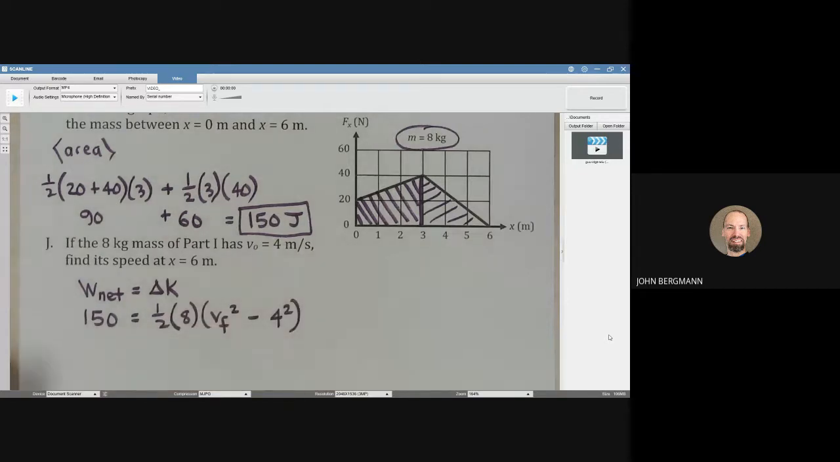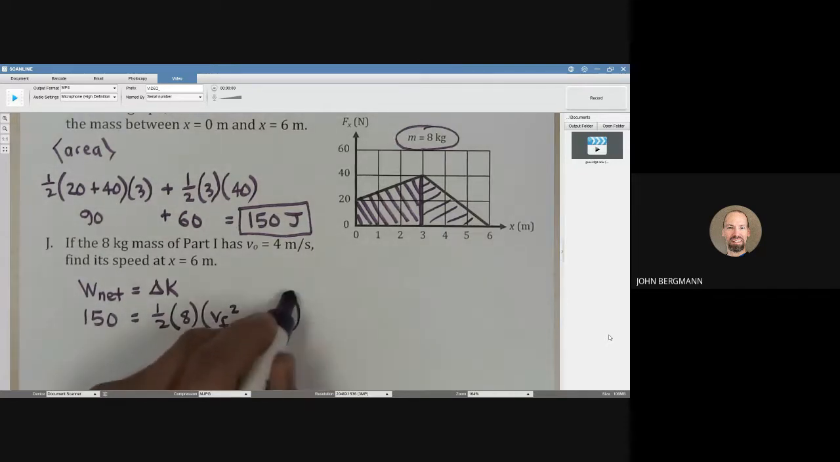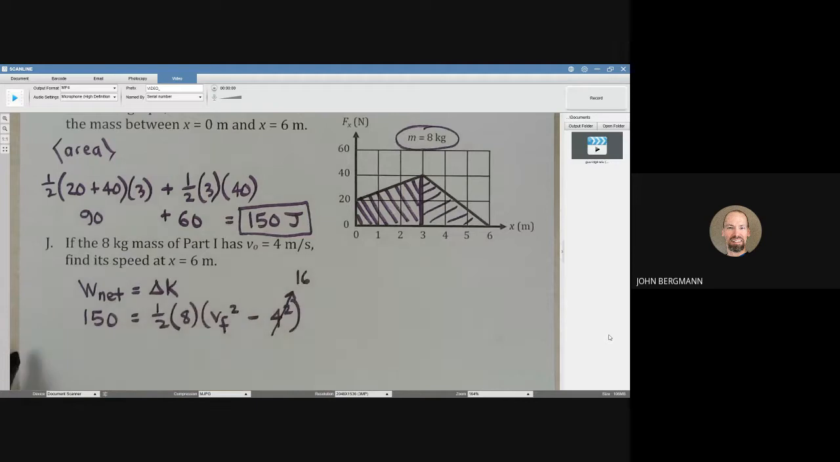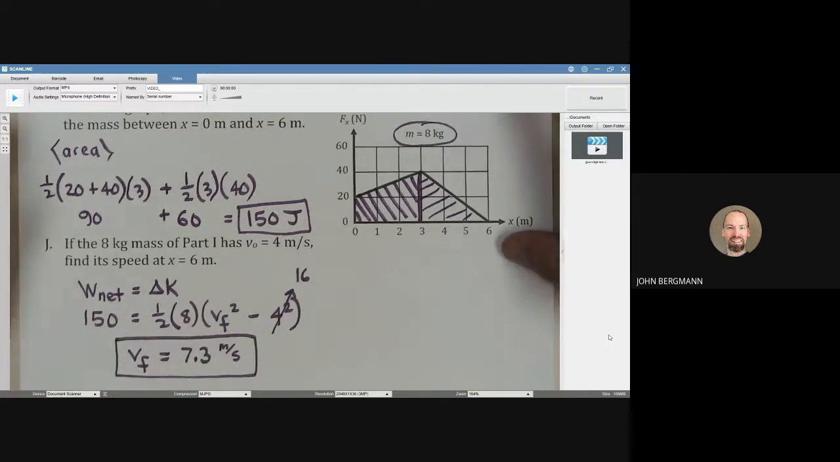which looks like that. So 4 squared is 16. So what does this come out to be? We might have to use a calculator for that. So that's 300 divided by 8 plus 16. If you put that into your calculator, I did a little while ago, and I got a VF of 7.3 meters per second. You check and make sure that that's right.